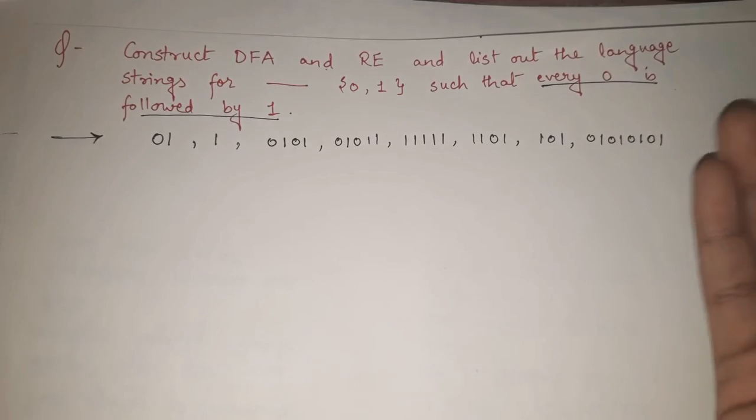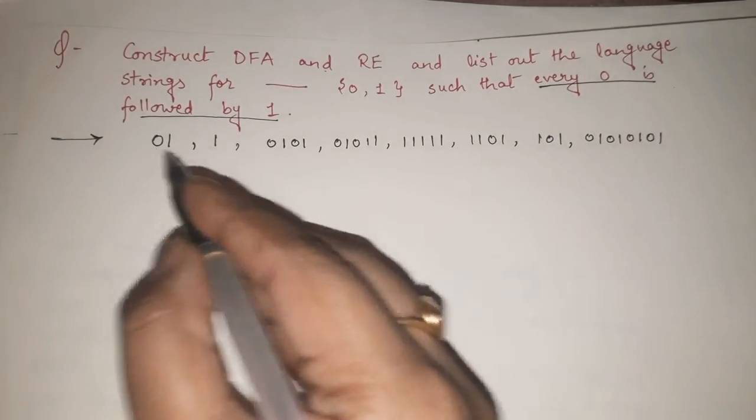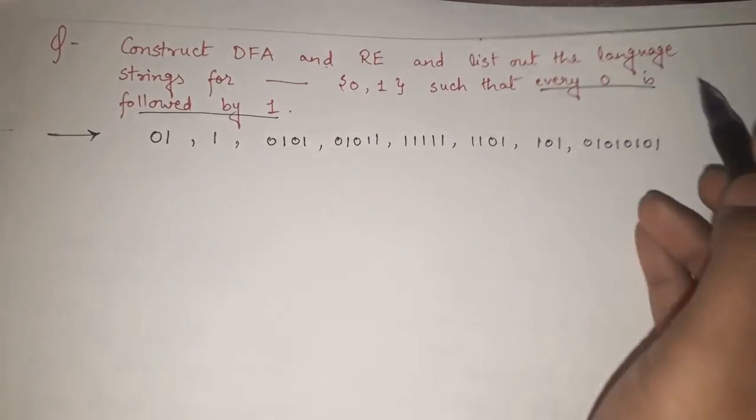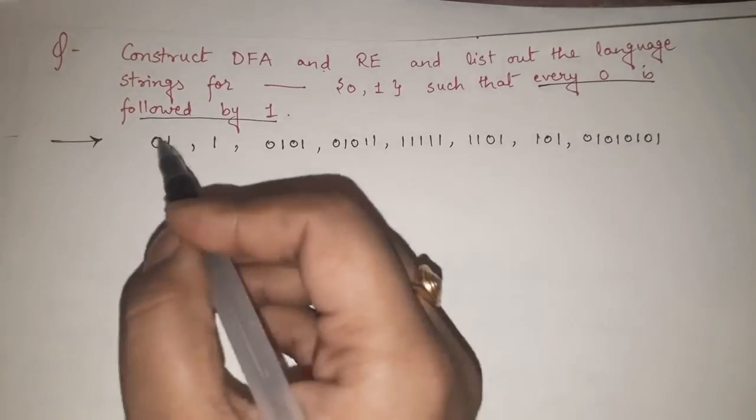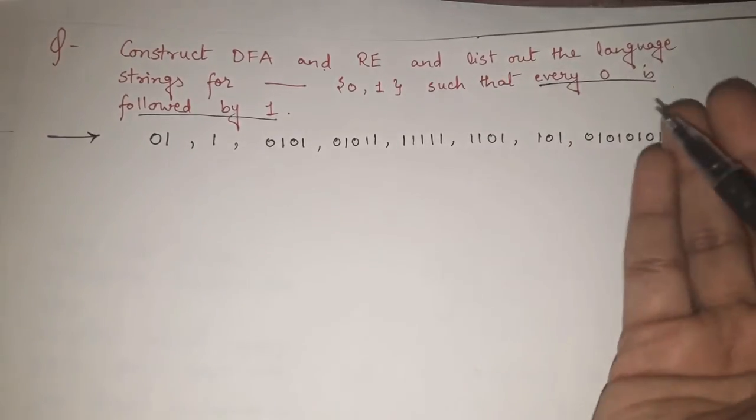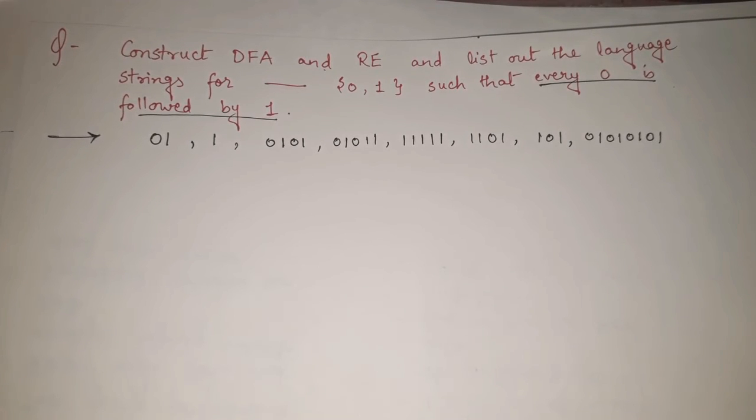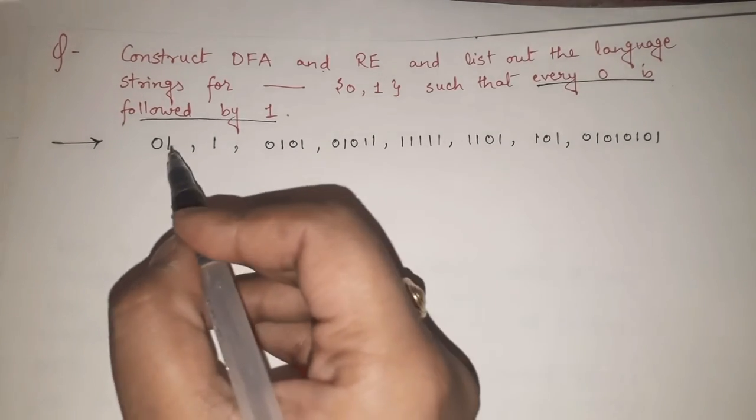Now what is the next thing? So this is what we have done: we have listed out the language strings. These are the set of strings that belong to my language with the condition that is given to me. Simple. Fine.